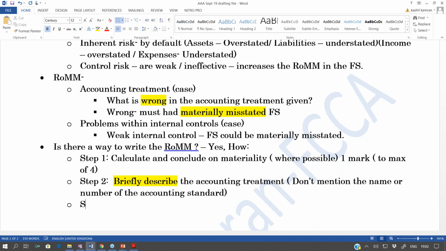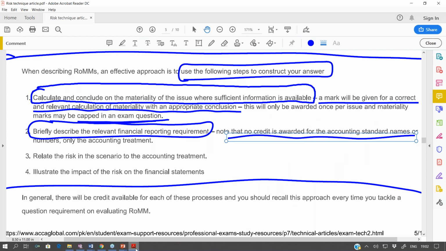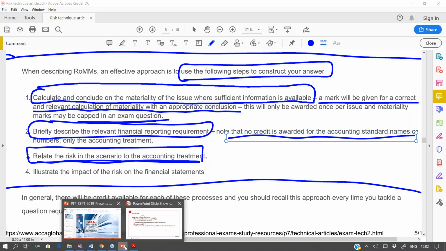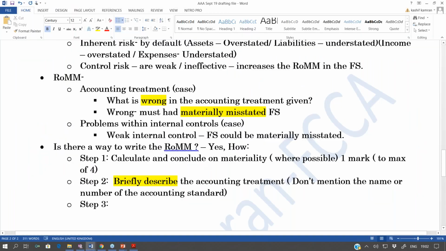Then in step 3, what should we do? Relate the risk in the scenario to the accounting treatment. So in step 3, we need to relate the risk in the scenario to the accounting treatment. What are we doing in step 3? Identify the risk relating to the accounting treatment.